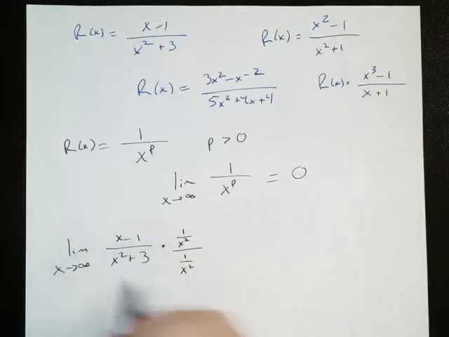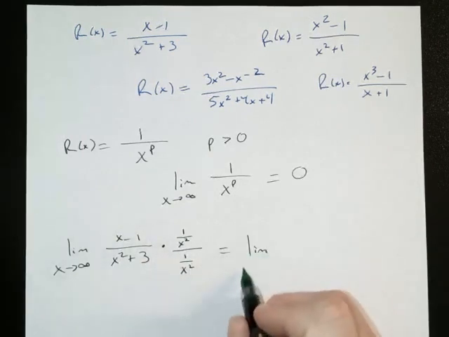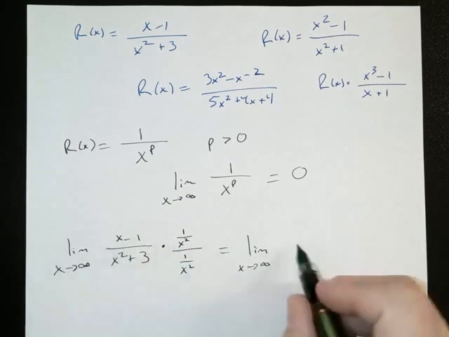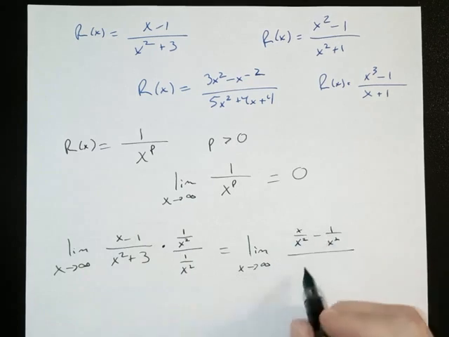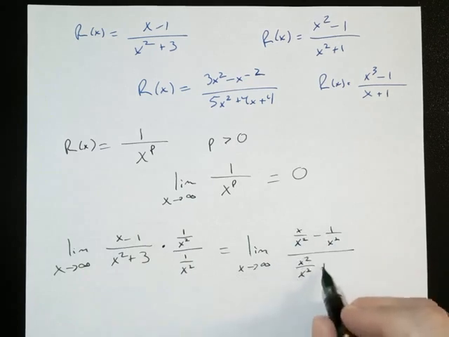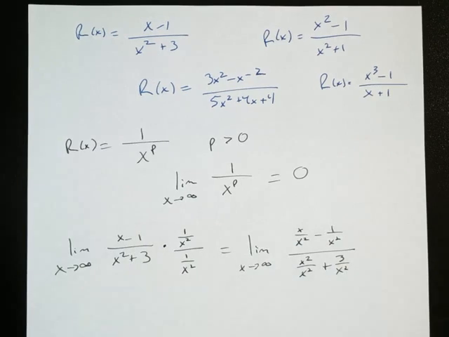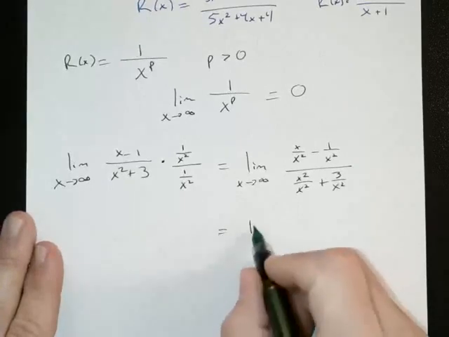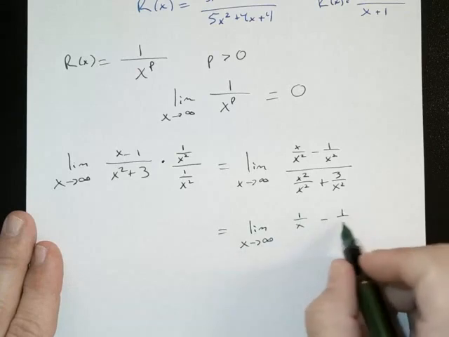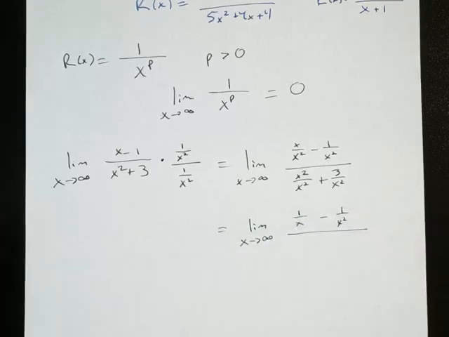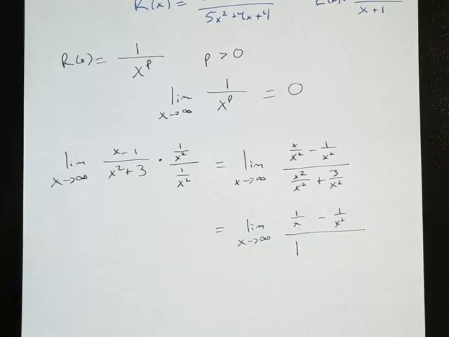So when I do the distributive rule here, this becomes x over x squared minus 1 over x squared. And then on the bottom, I have x squared over x squared plus 3 over x squared. And now I can simplify those. Wherever I have an x on top and on bottom, I can cancel. So I have 1 over x on the top and 1 over x squared on the top. And on the bottom, I have a 1, x squared over x squared.